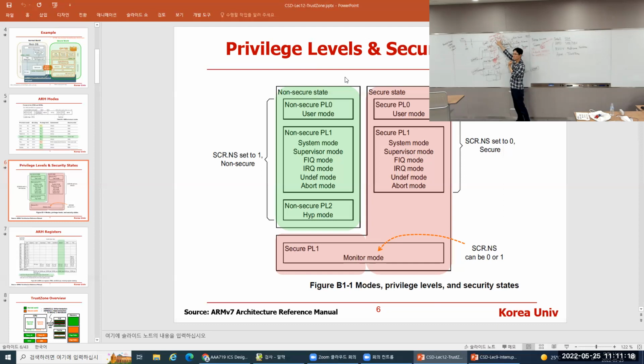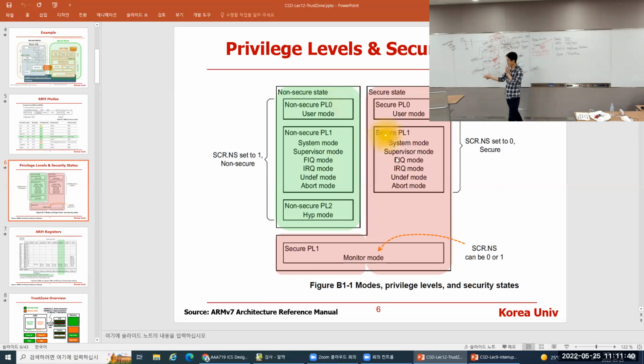But in monitor mode, you are in secure state. Because you have to be in secure state, otherwise you cannot touch. You have some limited access to some hardware. In monitor mode, you can do almost everything you need to do, because world switching should happen.